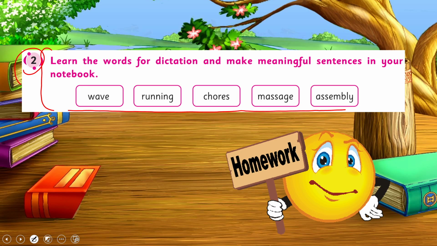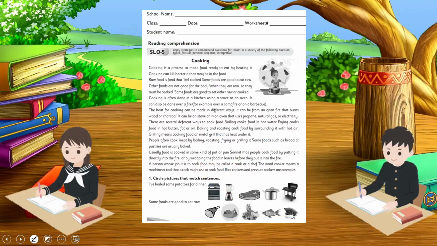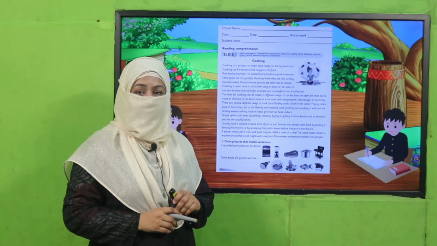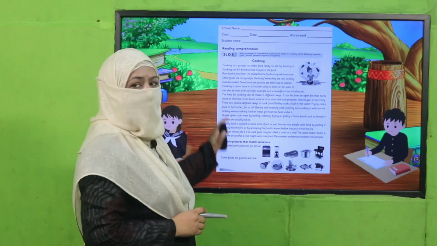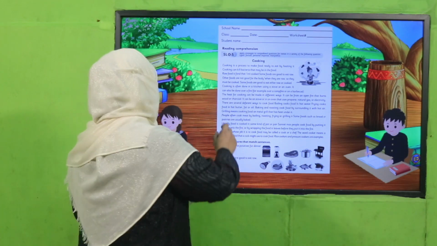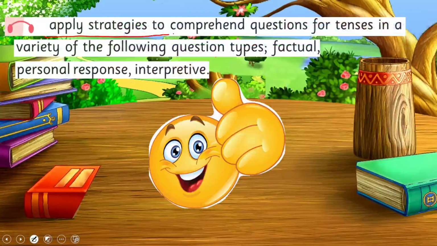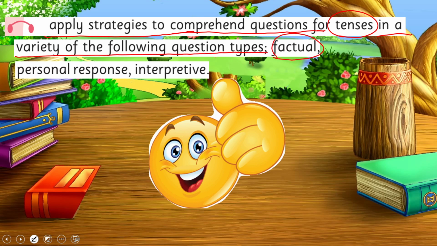You will make sentences of these words. And here is a worksheet. Once again, my dear fellow teachers, the worksheet, lesson plan, and PowerPoint presentation links are given. You may click them, download them, and kindly provide a printed worksheet to students for practice to comprehend the questions according to the text. So we have learned to apply strategies to comprehend questions for tenses in the following question types: factual, personal response, interpretive.